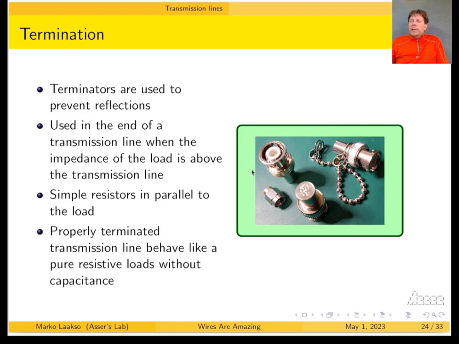So years back, the computers were connected from one to the other, those networks, using coaxial cables, and then you had these terminators in the end of the cable there. And a properly terminated transmission line behaves like a pure resistive load without capacitance.